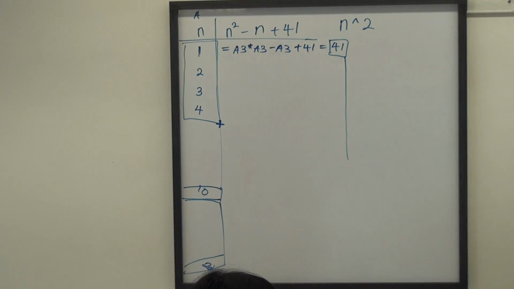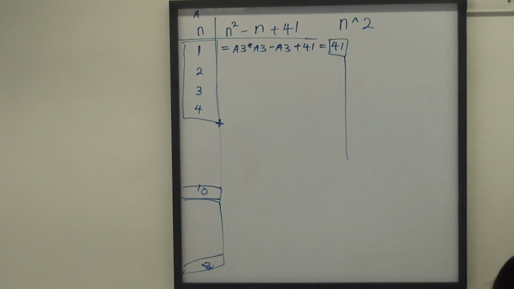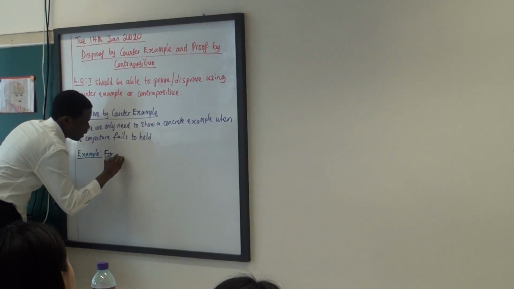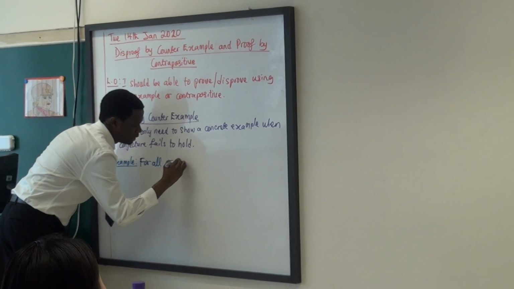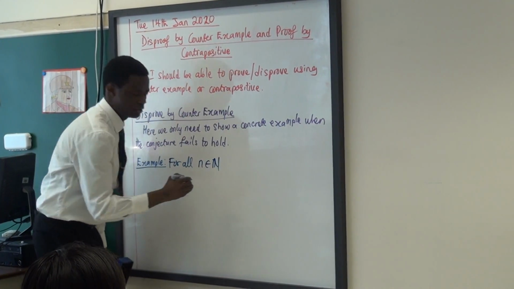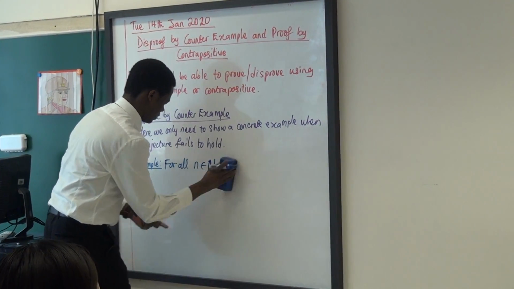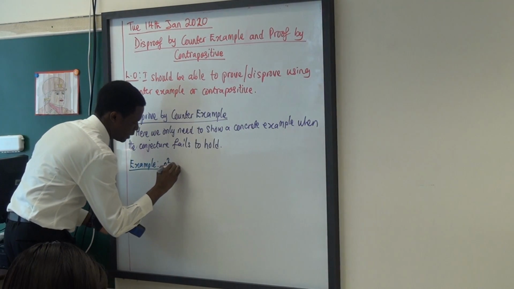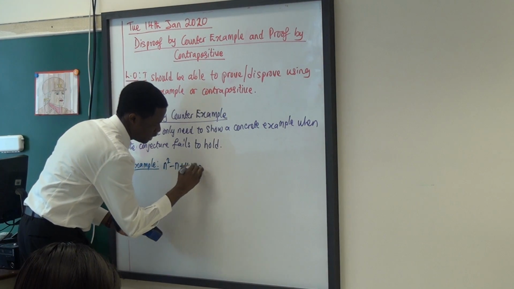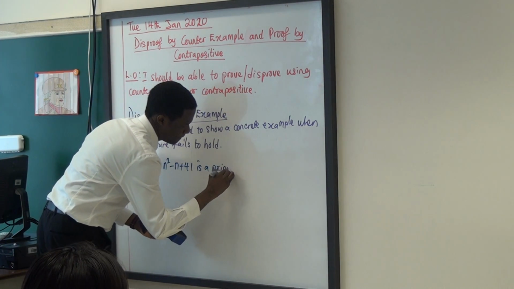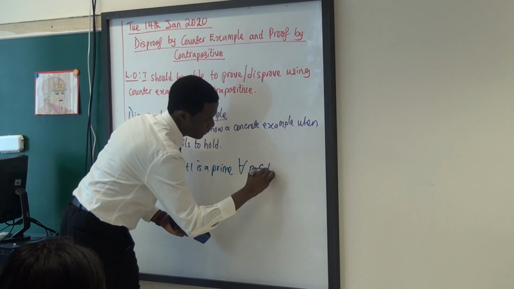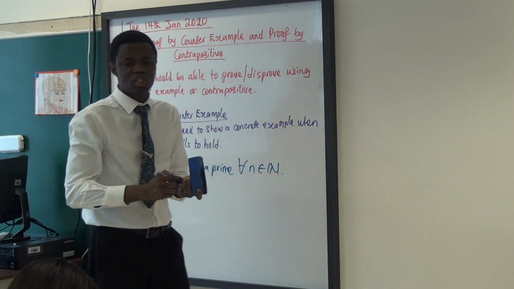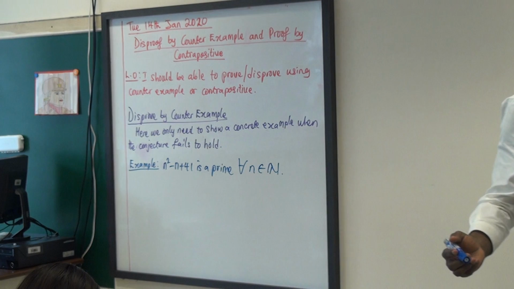So with this, somebody might just make the assumption, I haven't run this Excel function for the first 20 numbers. And say, so the assumption will be, for all n in N, n squared minus n plus 41 is a prime for all natural numbers n. Just by doing 20, conclusion has been made.